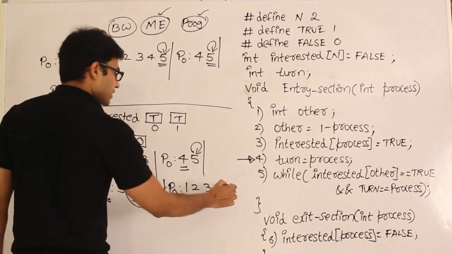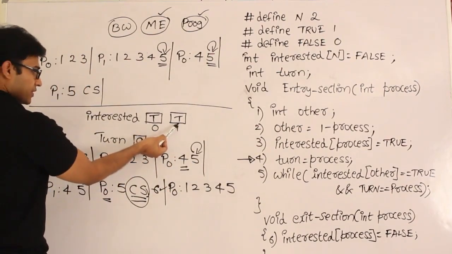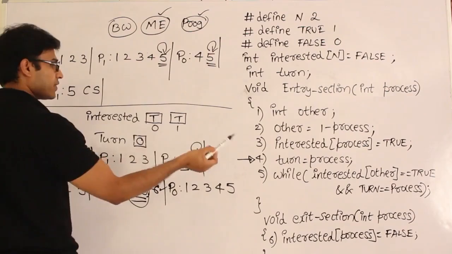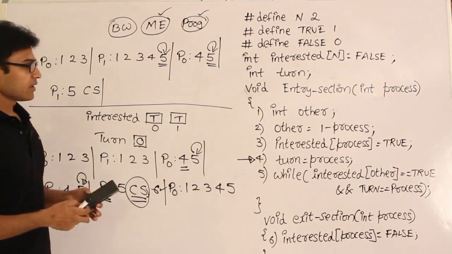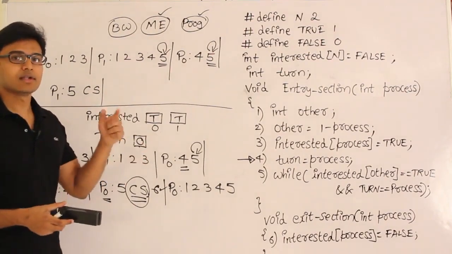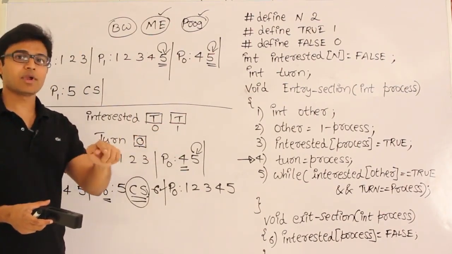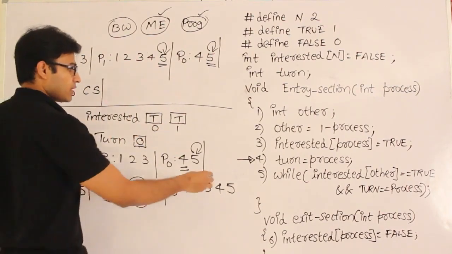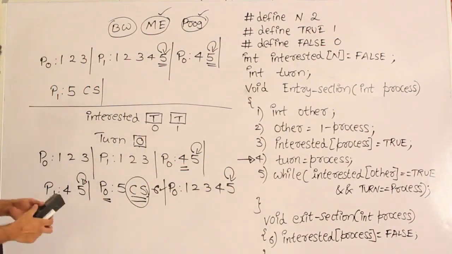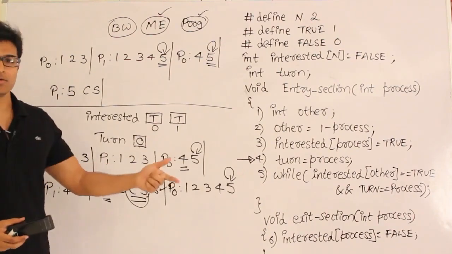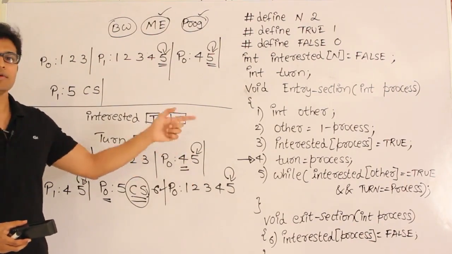And now what happens at line number 5? At line number 5, it will see that interested of other equal to true, which means P1 is interested, and turn equal to its own number. Therefore, you are the last one to have set the turn value, which means before you someone was already interested and had set it, and you came last, therefore you are supposed to wait. So P0 is going to wait here until P1 gets into the critical section, which means if P1 and P0 both are interested in getting into the critical section, then P0 can enter only one time and then P1 has to enter it.